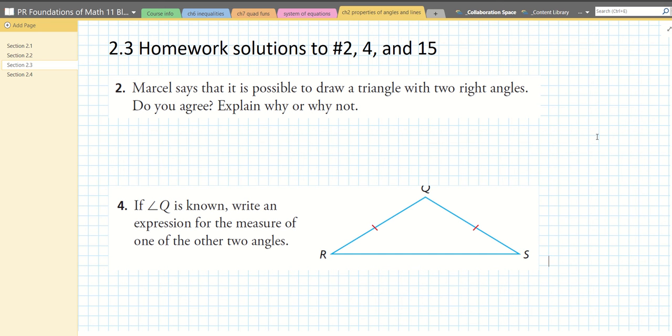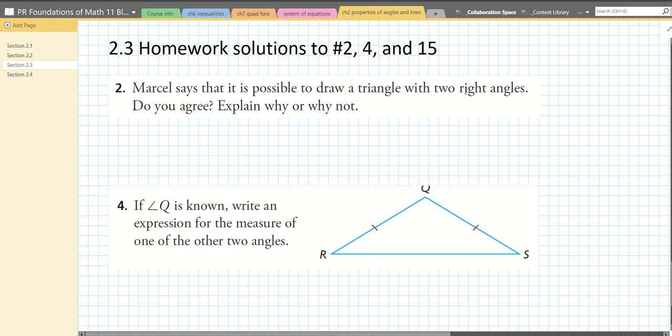So the first question is number 2, and this one says, Marcel says that it's impossible to draw a triangle with two right angles. Do you agree? Explain why or why not. So first of all, a right angle refers to an angle of 90 degrees. So can you have a triangle with two 90-degree angles?